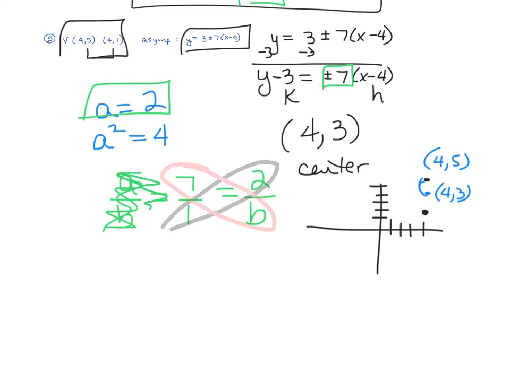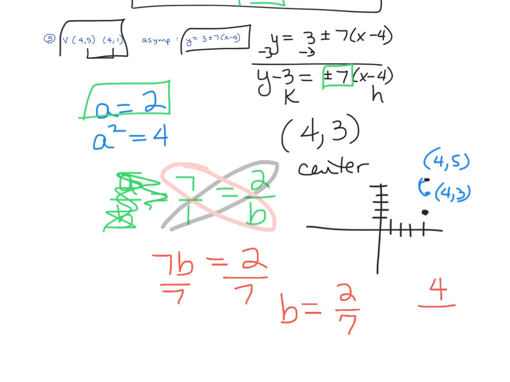Before it was pretty because we could see that 1/2 and the equivalent fraction was 6/12. This one's going to become 7B equals 2. Divide by 7, and B is equal to 2/7. I don't need B, I need B squared. So I'm going to square the 2, square the 7. So B squared is equal to 4 over 49.